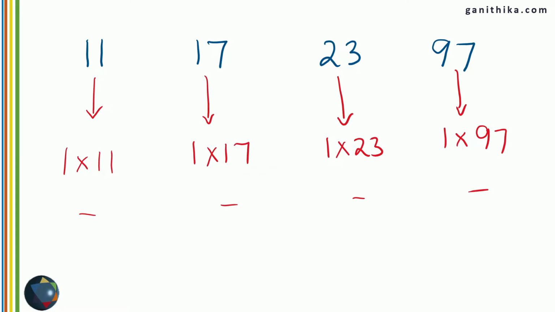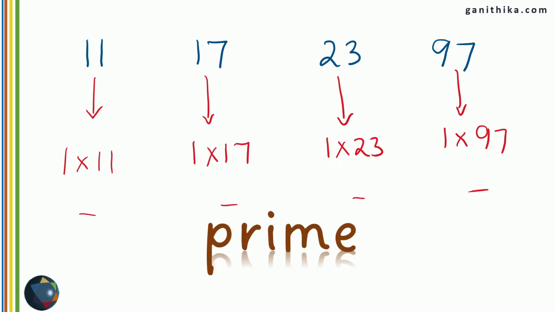Considering these four numbers, we can see that there were no other options other than writing them as a product of two numbers using 1 and the number itself, and therefore these numbers are called prime numbers. So in this video, we are going to see what prime numbers are and how to express a number as a product of prime numbers.